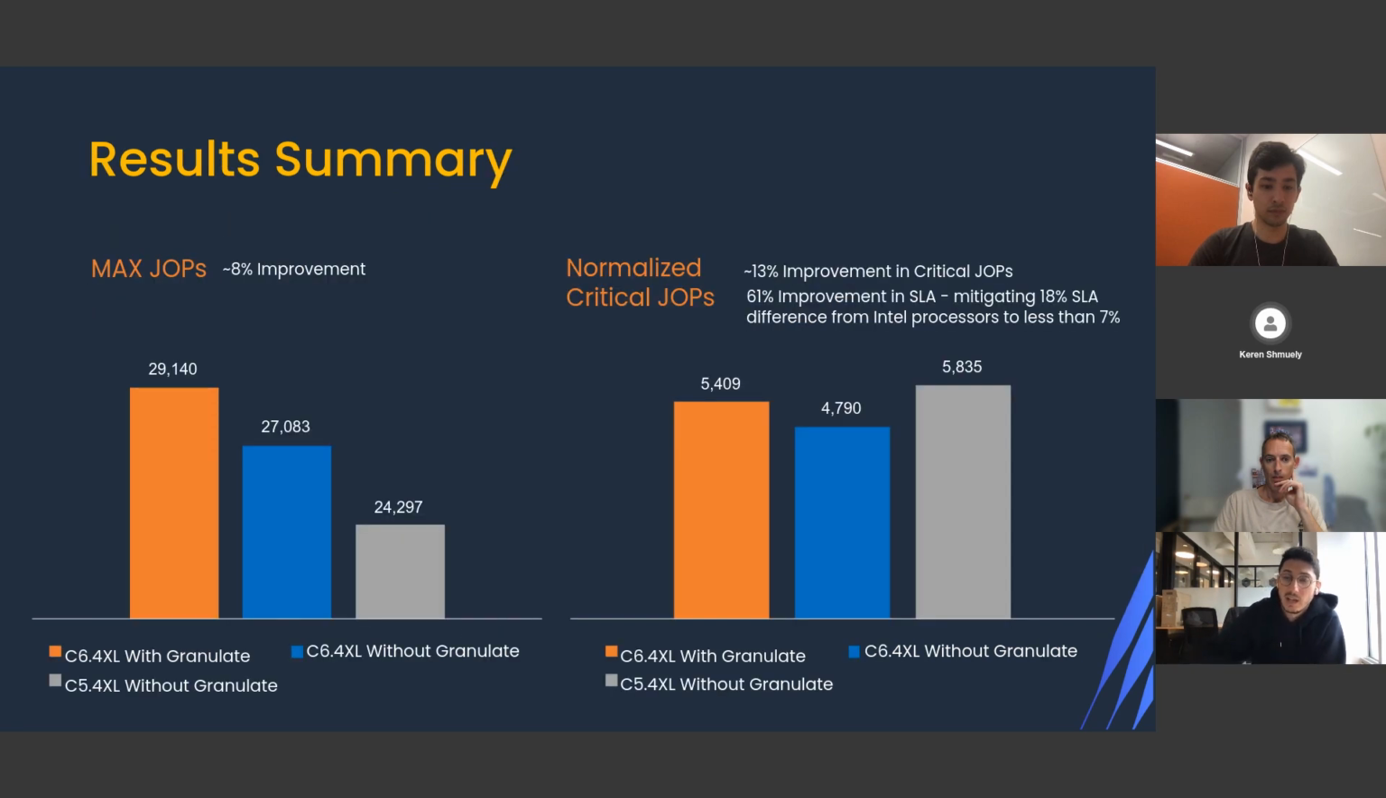Here we are seeing a jobs benchmark. Jobs will be Java operations, where we are seeing the same normalized critical jobs. With Granulate, we're looking at about 13% improvement in critical jobs, 61% improvement in SLA, while we're mitigating about an 18% SLA difference from Intel processors to less than 7%.